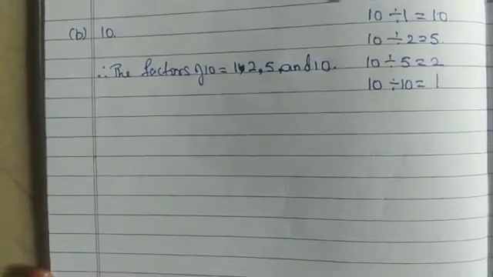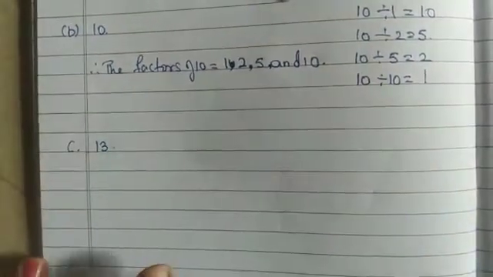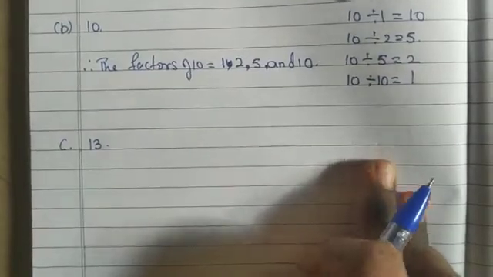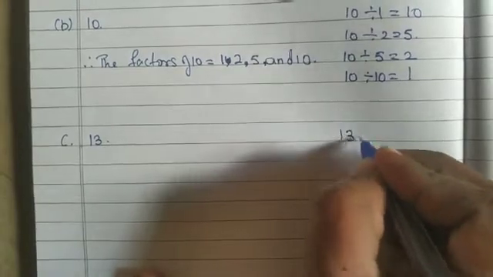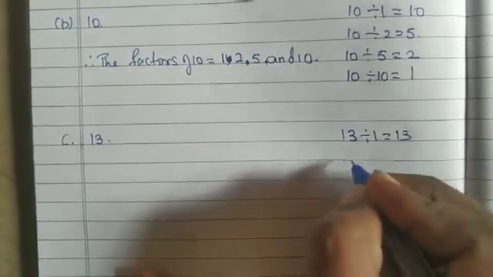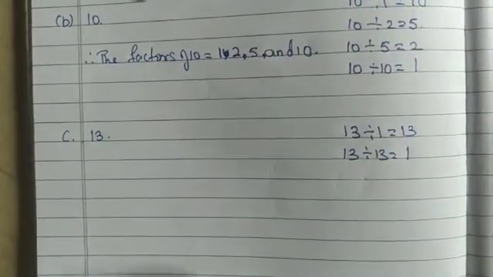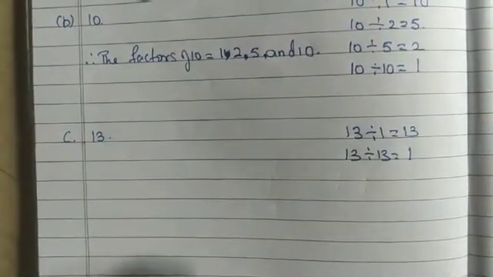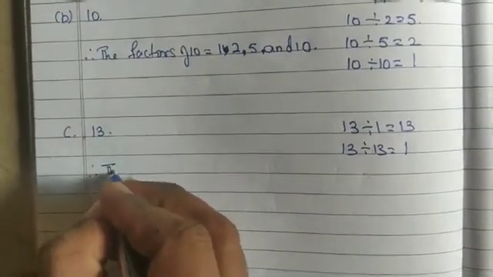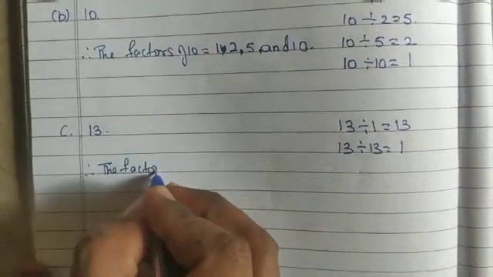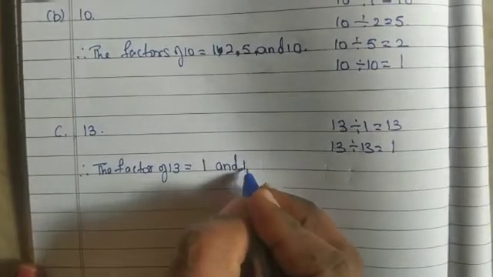Now we will go to the third question, that is 13. See, 13 is not divisible by any table. 13 is divisible by 1 and by its own number. So 13 divided by 1 equals 13. 13 divided by 13 equals 1. So when you know the tables, you know that 13 is not divisible by any other number. So here we will write, therefore the factors of 13 are 1 and 13.